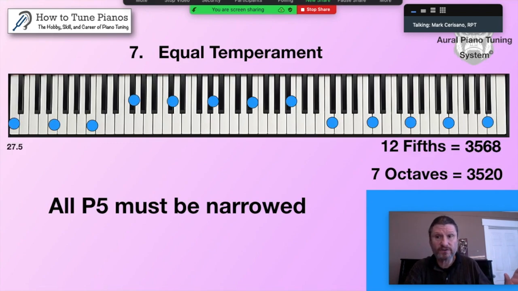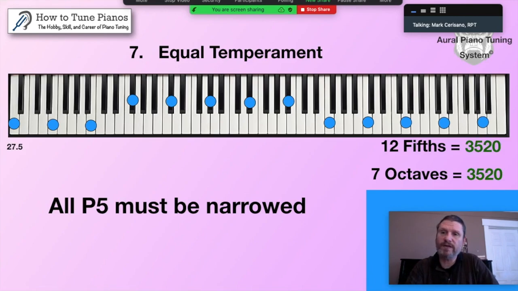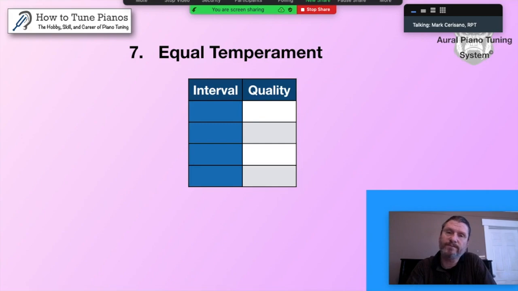They have to be narrowed. So here I demonstrated how all the fifths are getting narrower and narrower, and the resulting A7 is getting closer and closer to 3520. So what we just did, we had to narrow all of those fifths, or temper them equally. We equally tempered all of them, and we ended up with 3520.